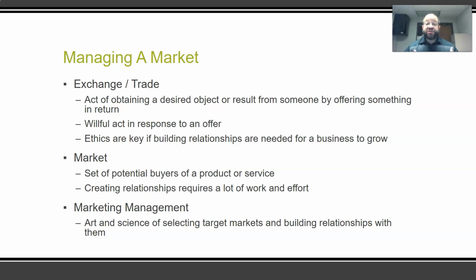So ethics are definitely key, especially if building relationships is important for the business to grow. And we'll look at companies that build relationships really well shortly, right? So a market is a set of potential buyers for a product or service. Potential buyers. Not everyone is a buyer, okay?